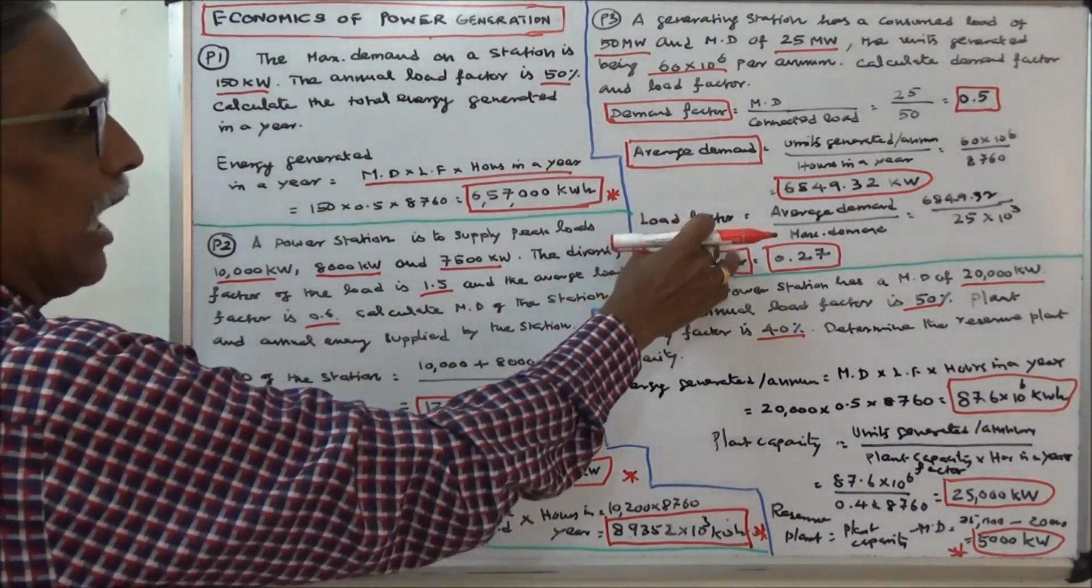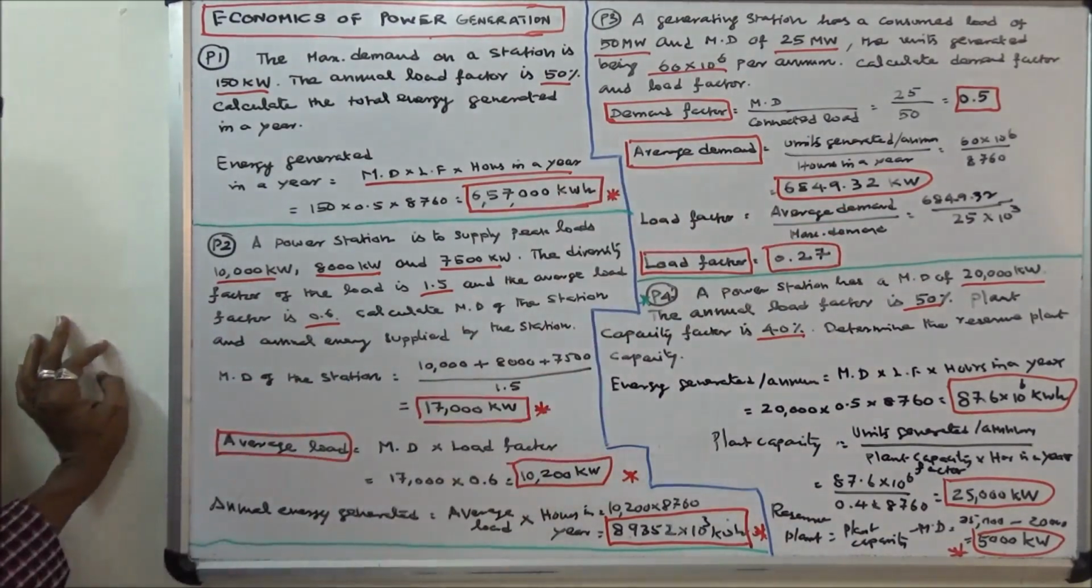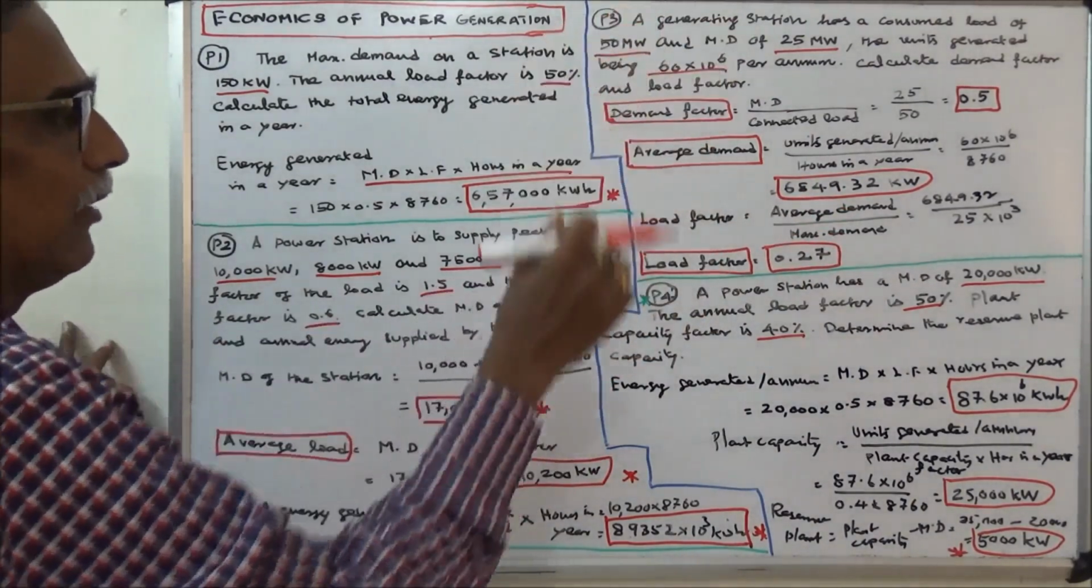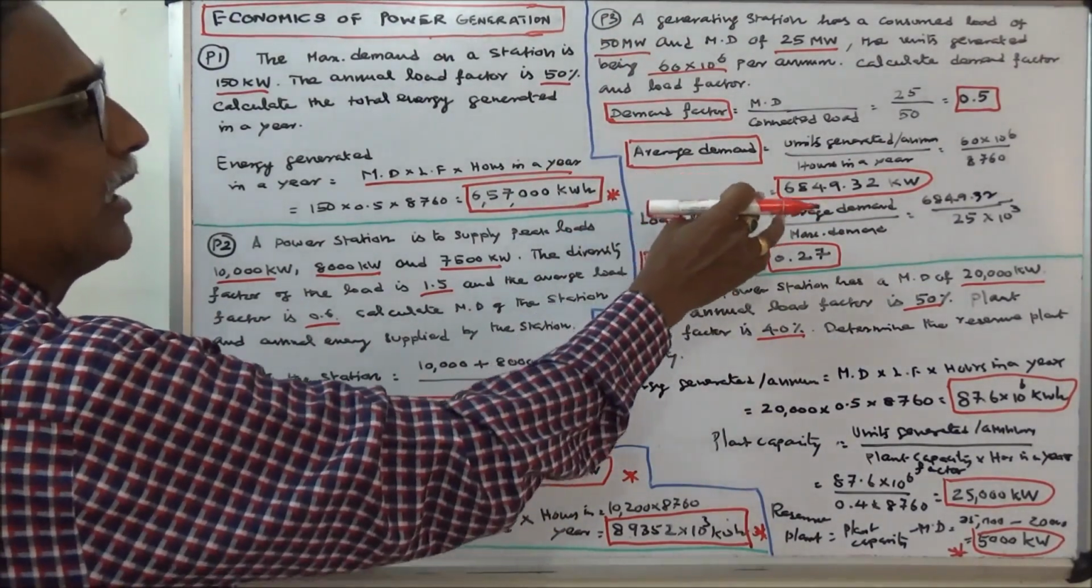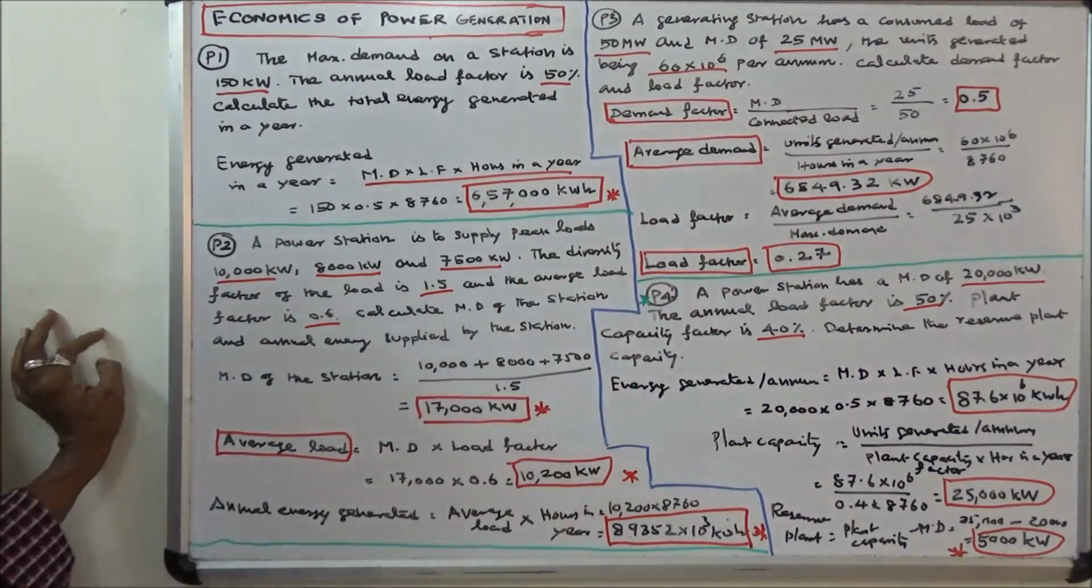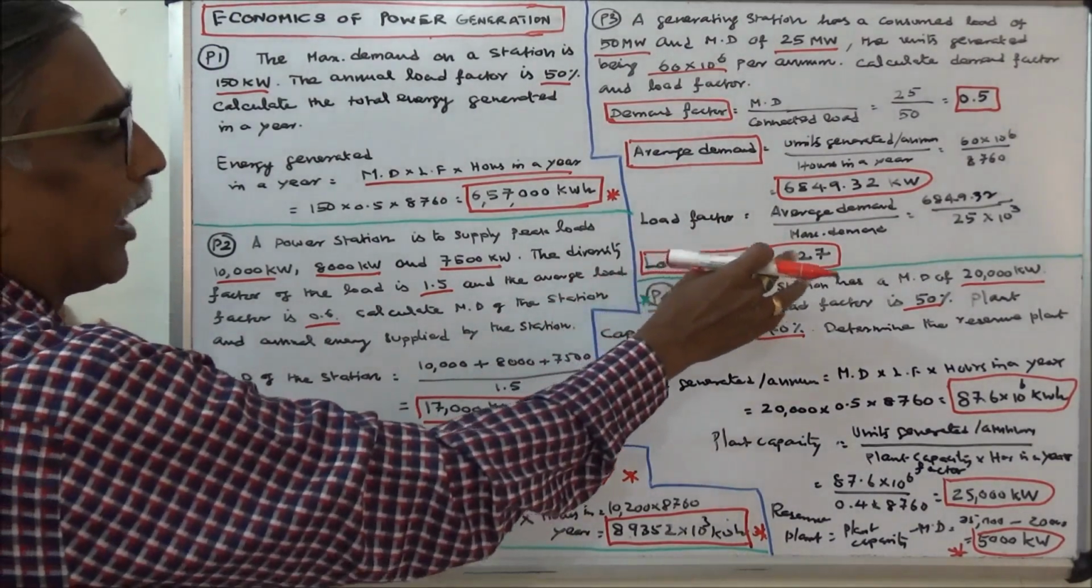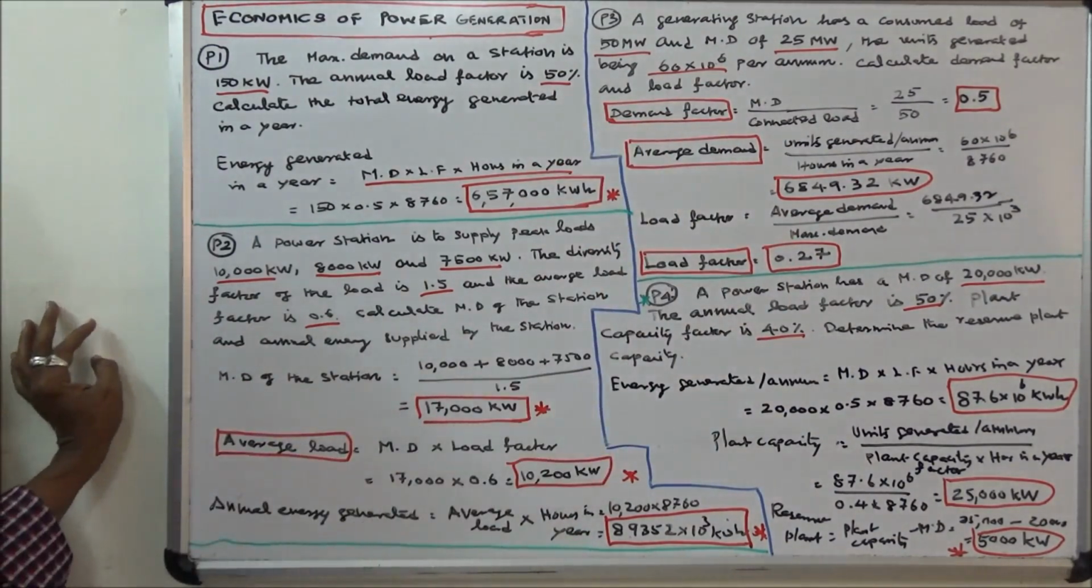Load factor is equal to average demand divided by maximum demand. Maximum demand is 25 megawatts. Average demand is 6,849.32 kilowatts. Therefore, load factor is equal to 0.27 or 27%.